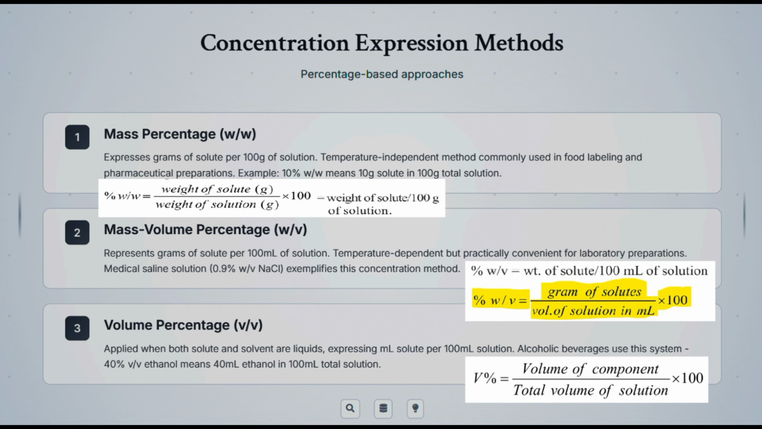Temperature dependence. Okay. So like mass percentage, weight of solute per 100 grams of solution, that doesn't change with temperature. Mass is mass, hot or cold. So if you have a 10% salt solution by mass, it's always 10 grams salt and 100 grams total. Makes sense. Stable. But things involving volume, like mass by volume percentage, mass of solute in 100 milliliters of solution, or volume percentage for liquids, those do change with temperature. Because liquids expand and contract. Exactly. Volume changes, so the concentration value changes too. Not ideal if you need high precision across different temperatures.